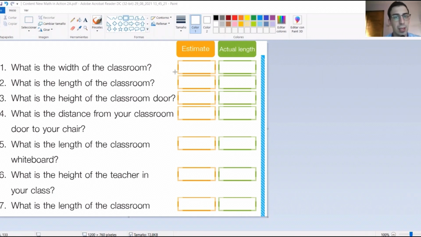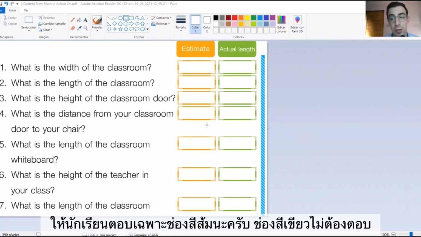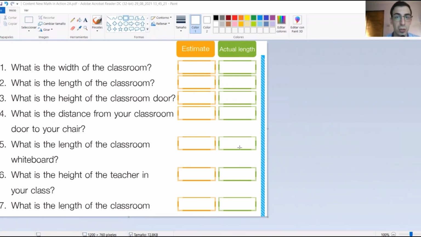Okay, here, in the orange column. I don't want you to write in the green column, just in the orange column, okay? After I let you know what is the actual length.